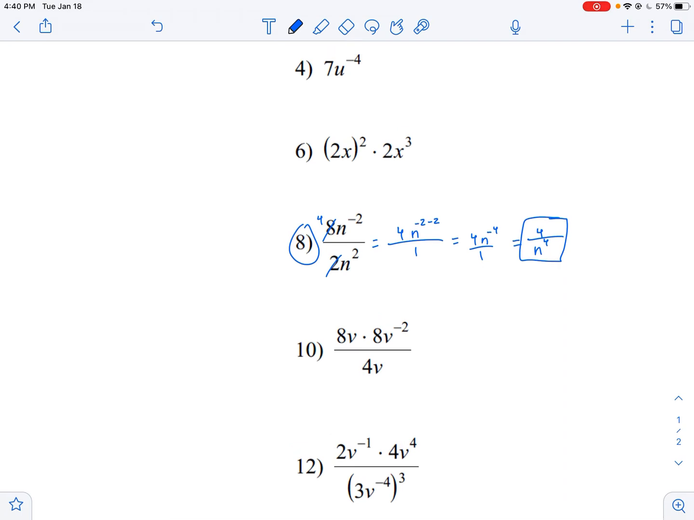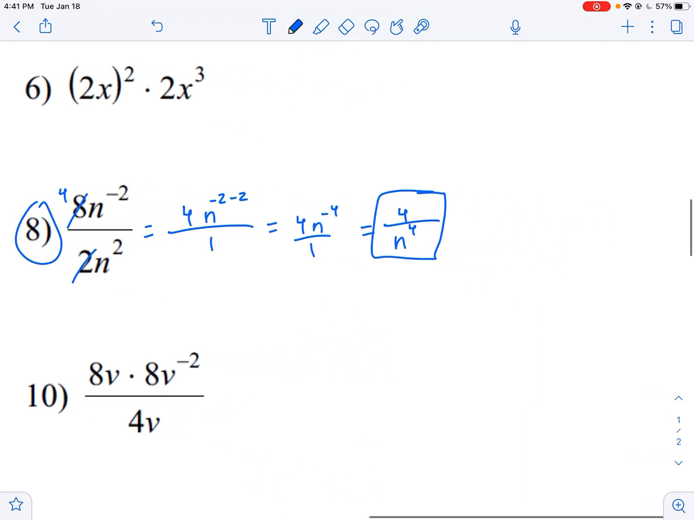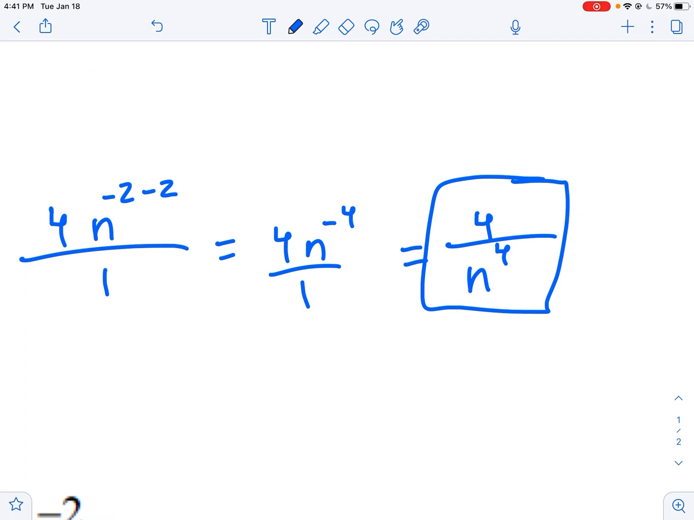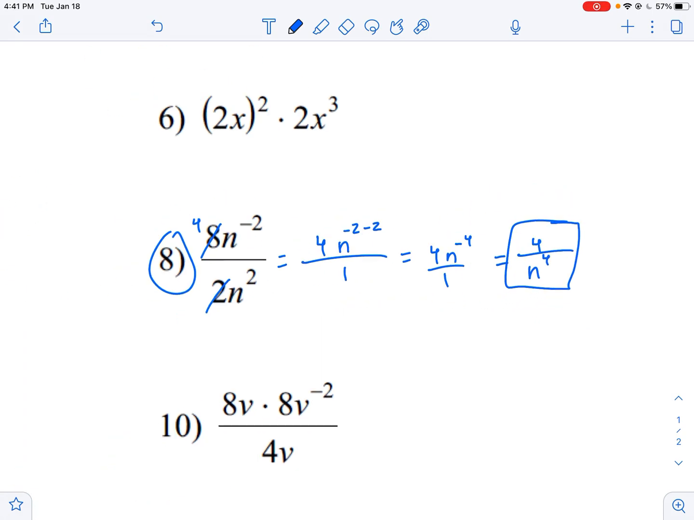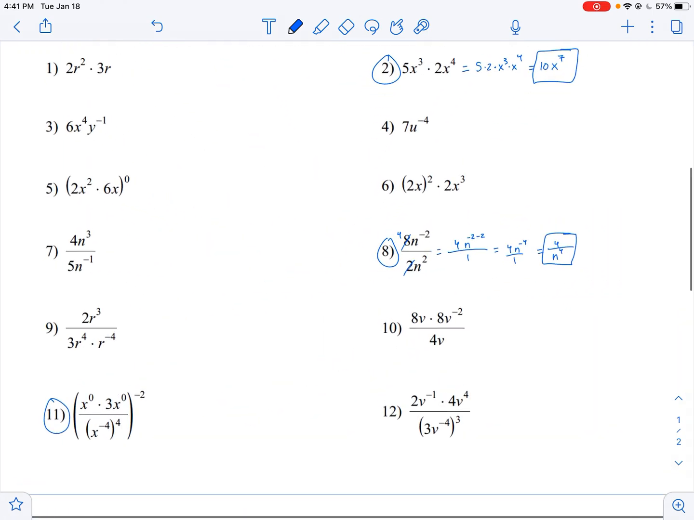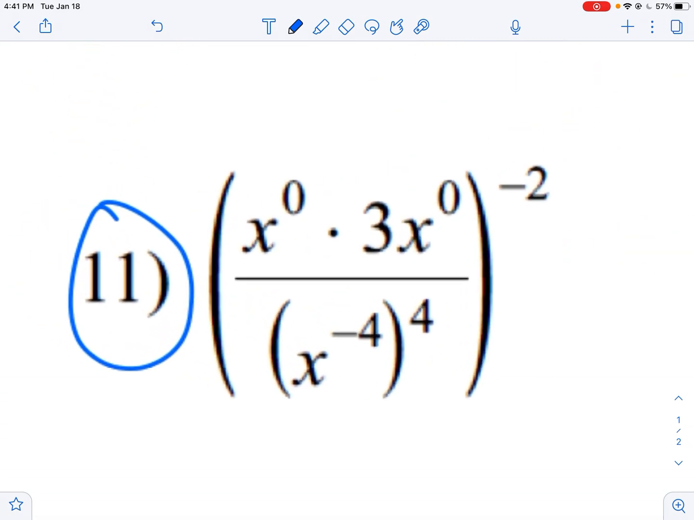So remember, if you have a negative exponent at the end, you can just throw it on bottom and change it to a positive exponent. Okay, so there's 8. And now we're going to go to one that's kind of a doozy. We're going to jump to 11.